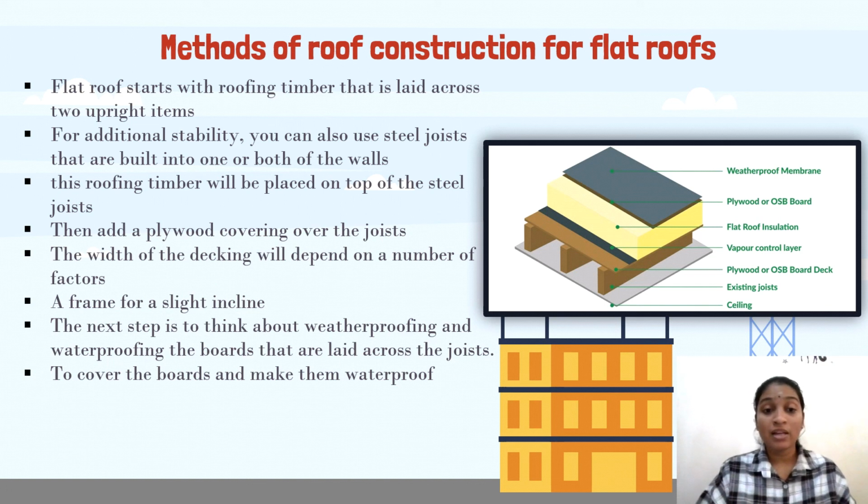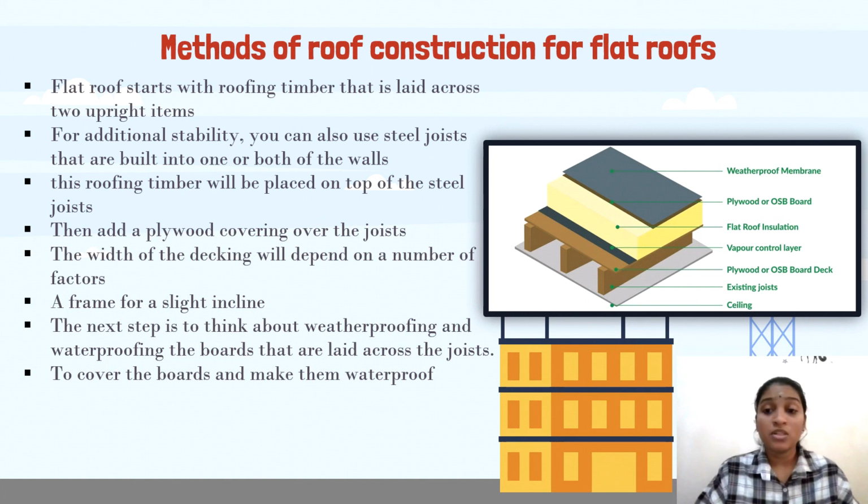You will then add a plywood covering over the joists, what some home professionals refer to as decking. Again, the width of decking will depend on a number of factors that will impact how sturdy the roof is. You want enough to protect the structure but not too much weight. You will also need a frame for a slight incline.